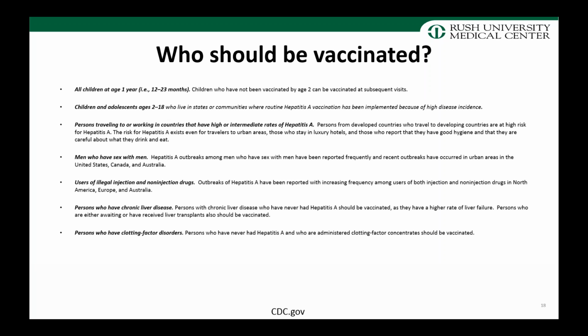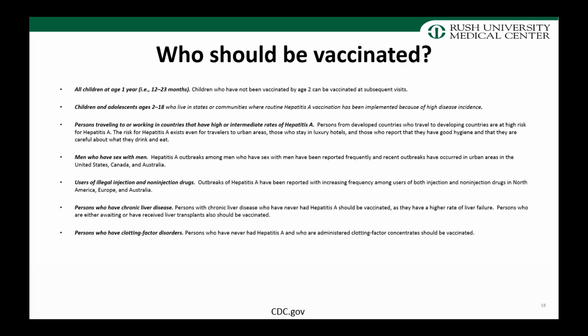So who should be vaccinated against hepatitis A? Any child after 1 year old should be vaccinated, or other children or adolescents who live in communities with high disease prevalence that haven't been vaccinated. Also persons traveling to or working in countries that have intermediate or high rates of infection.